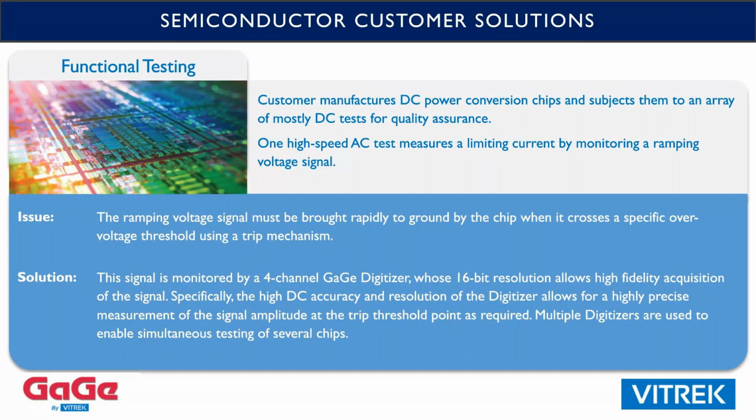And so in our case, our high resolution and very high DC accuracy was very important to them to measure that trip voltage, which corresponds to a trip current, very accurately, and also our ability to allow multiple digitizers to work together seamlessly so that they can test several chips at the same time. Next.